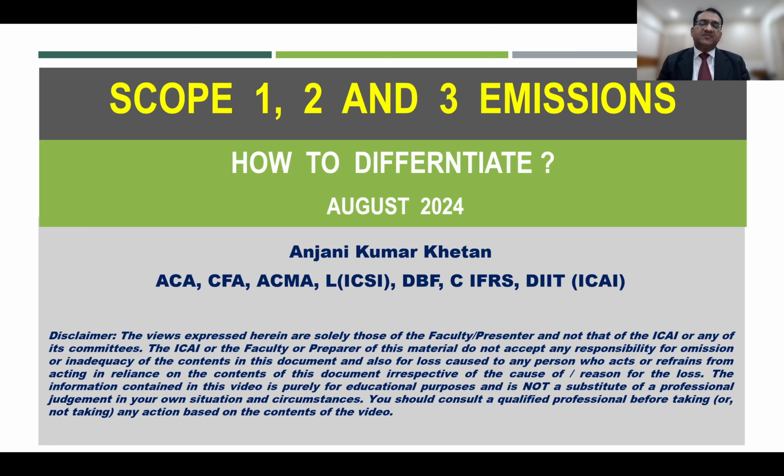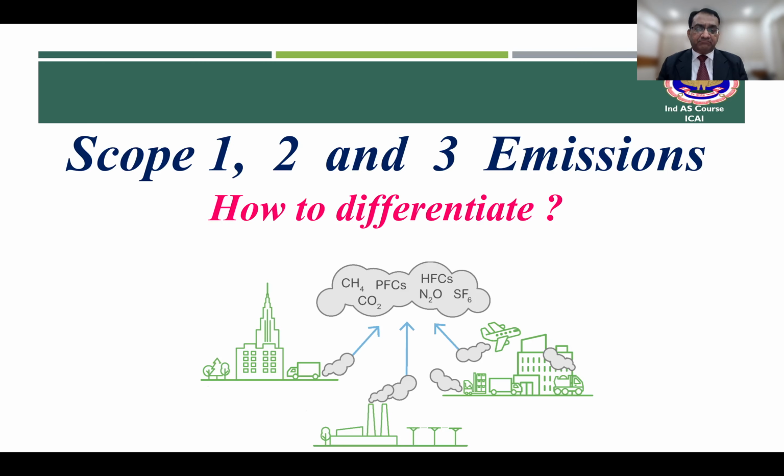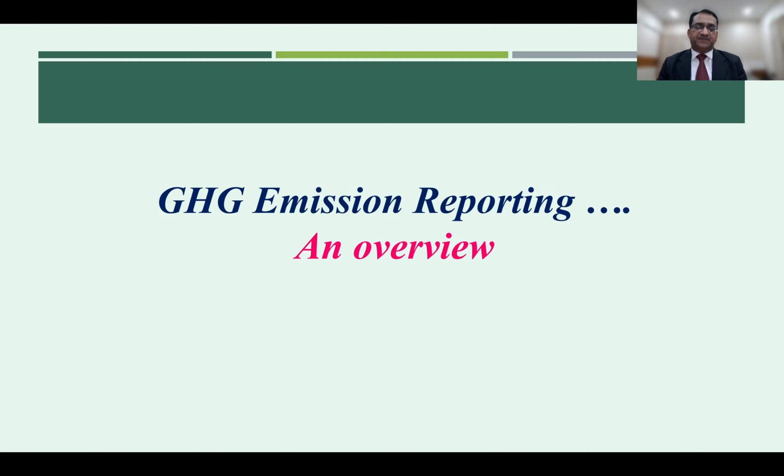And in this particular video, what we will look at is, in the context of greenhouse gas emission reporting, what is the meaning of scope 1, scope 2 and scope 3 emission? As an accountant and as a finance professional, we should have some understanding of what these emissions represent and how one needs to differentiate between these three types of emissions. So that's the overarching objective with which I'm recording this video for the benefit of the larger professional community. So let us see what these three emissions are all about and how one needs to differentiate.